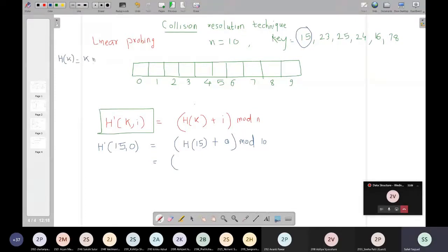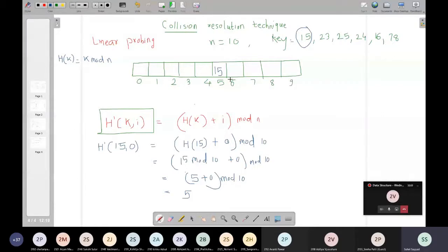What is 15 mod 10? 5. 5 plus 0 mod 10, which is nothing but 5 mod 10. Again, the answer will be 5. So what is the final answer for h dash of 15 comma 0? It is 5. So I'll store 15 in slot 5. For the first key value I don't have any collision, so I don't have any problem. The next key value that I will pick up will be 23.